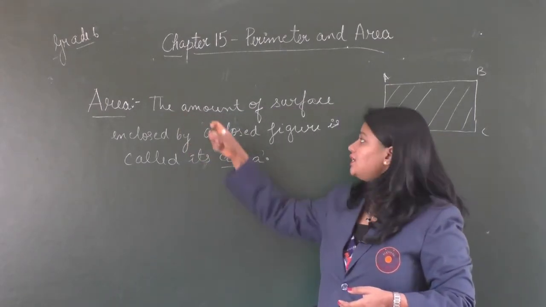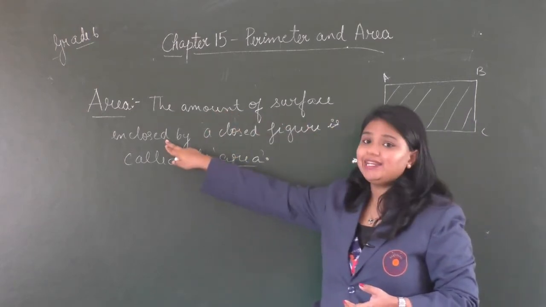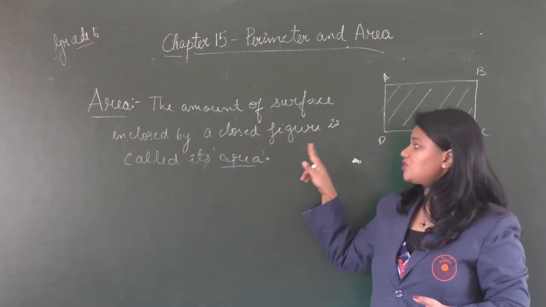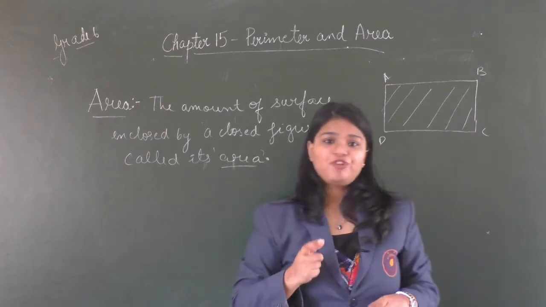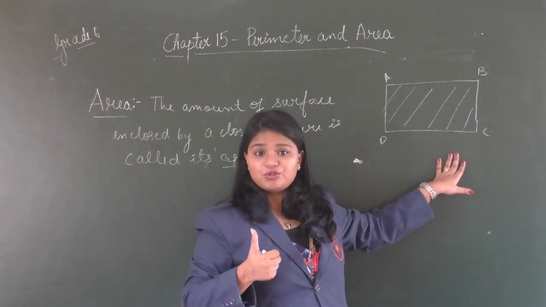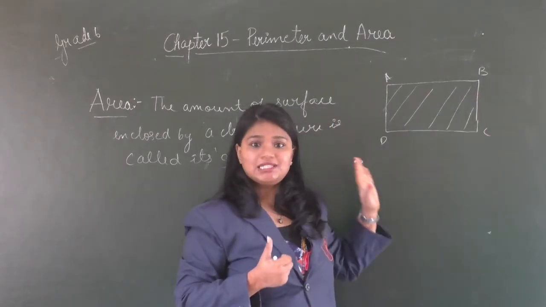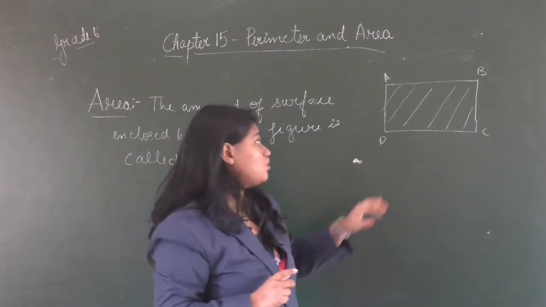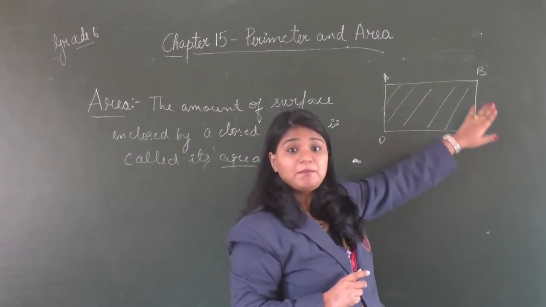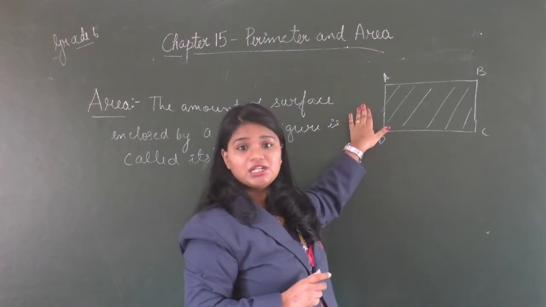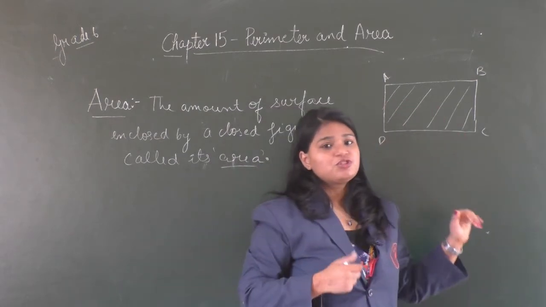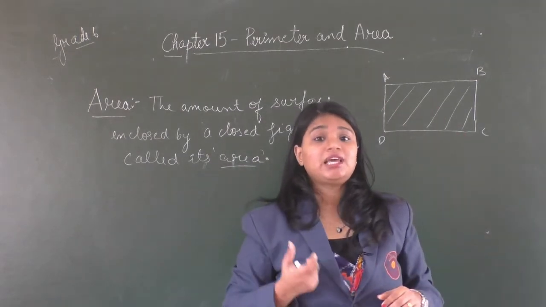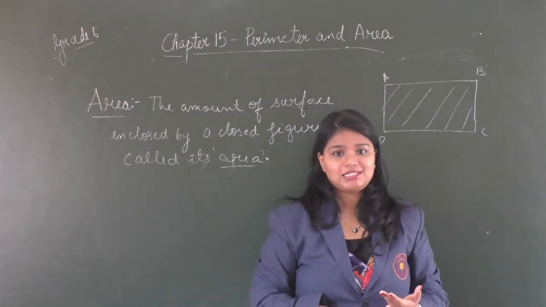So area is the amount of surface enclosed by a closed figure. For example, here we have a closed figure A, B, C, D. The area enclosed, or the region enclosed by the boundaries of this figure, is termed as area. So let's learn how to calculate the area of a square and rectangle.